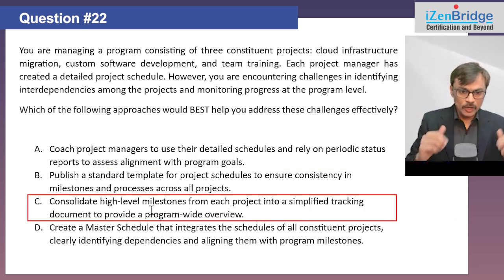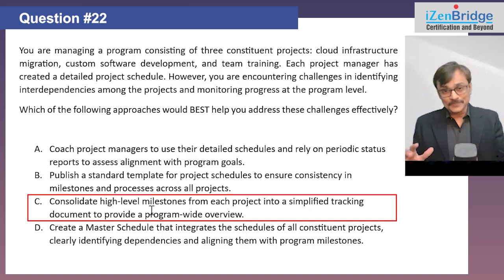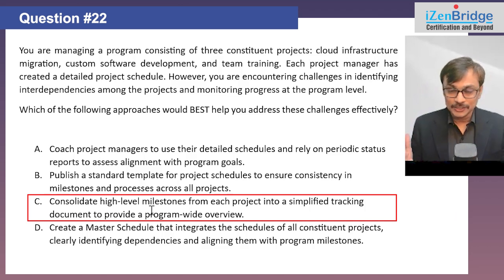That's there. Option C, consolidate high-level milestones from each project into a simplified tracking document to provide program-wide overview. Yeah, many of you in your real world may do that only. I have seen many program managers rely on Google Sheet, Excel sheet, where they have dependencies and overall things prepared. And that is working as a good tool for them to know where we are at a high level. So it's a candidate option. It's a practical option which you might be doing already. Let's see if we get a better option.